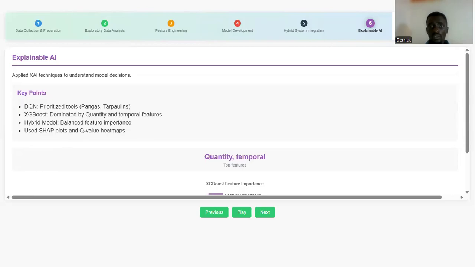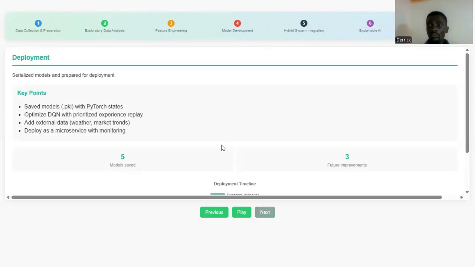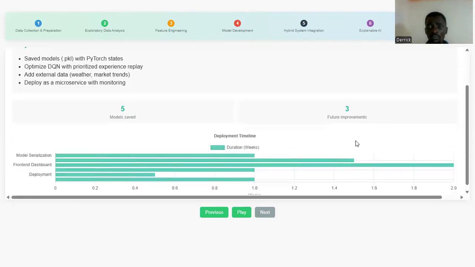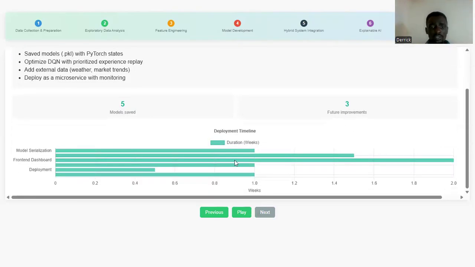And finally, it is deployment, where we saved them as PKL and PTH files, and then we plan to optimize the DQN with prioritized experience replay, add external data, that is weather and trends, and deploy as a microservice with monitoring. So we saved around 5 models, and we have three future improvements. This is the deployment timeline for model serialization, front-end dashboard, and deployment. It's measured in number of weeks. So thank you.